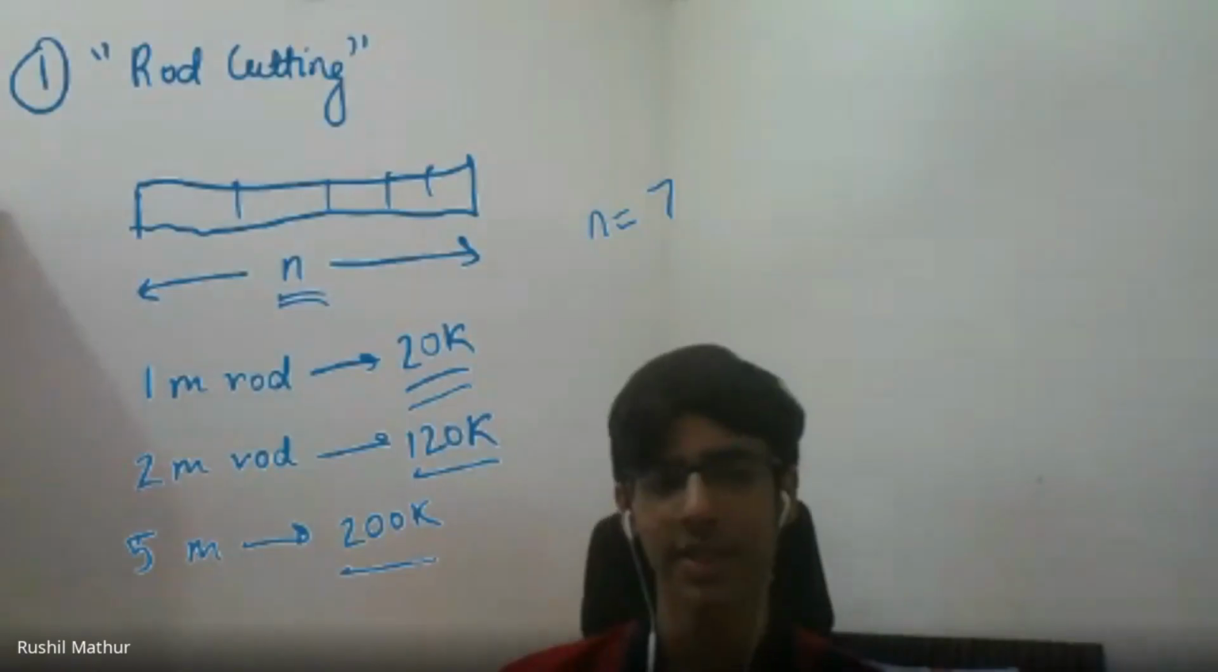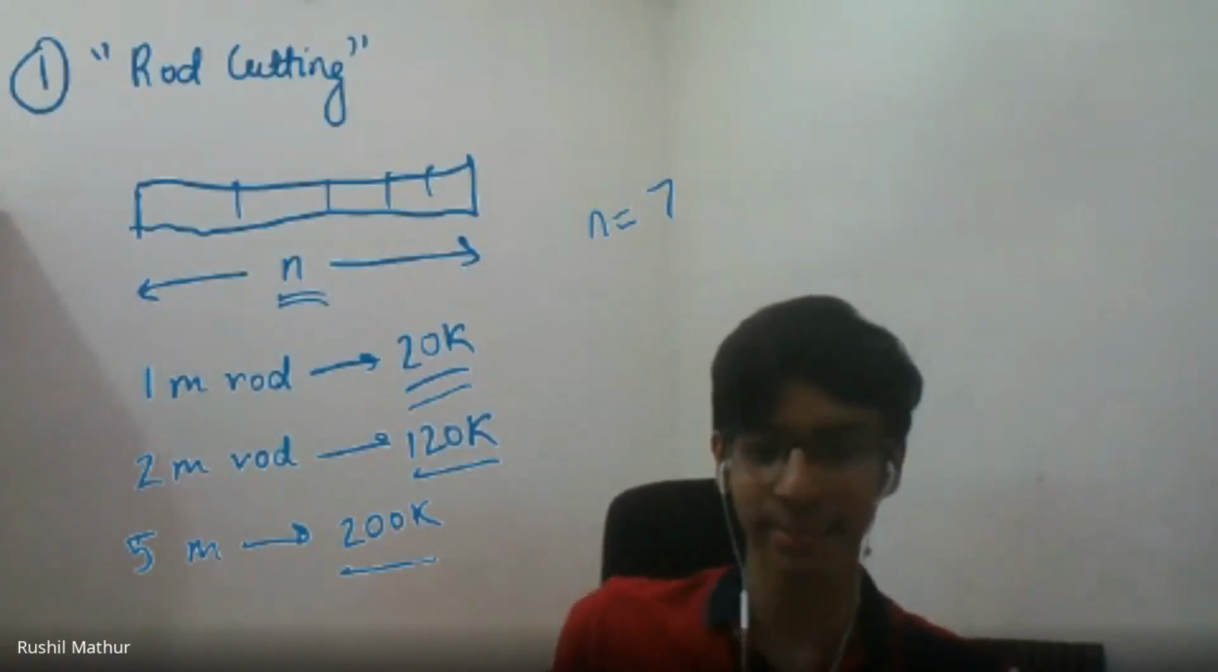Like which sum will give the maximum value here? Partitioning that and taking the maximum value. Yeah, that's kind of like the next part.